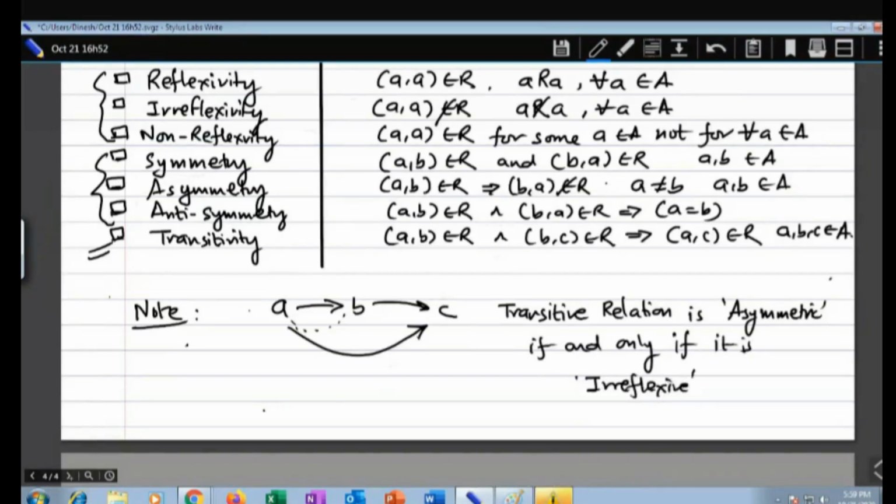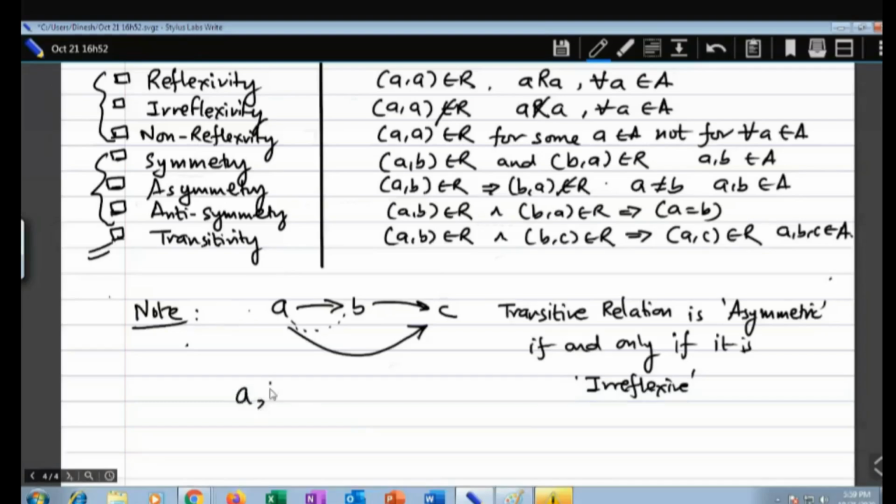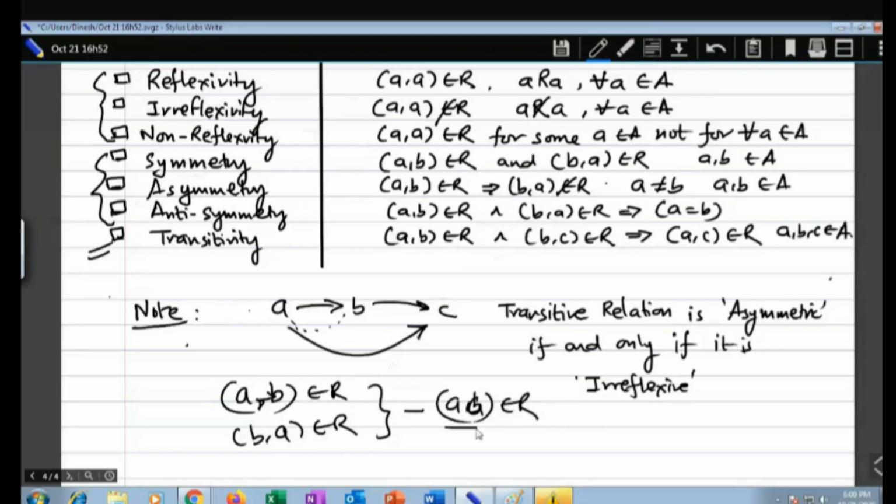It means what will happen if you have a to b. I say (a, b) is in R, and then (b, a) is in R. Then what it will imply is (a, a) is in R. So this will be reflexive, though this is symmetric. So it is asymmetric if and only if it is irreflexive. The thing is that it should not conclude to this.